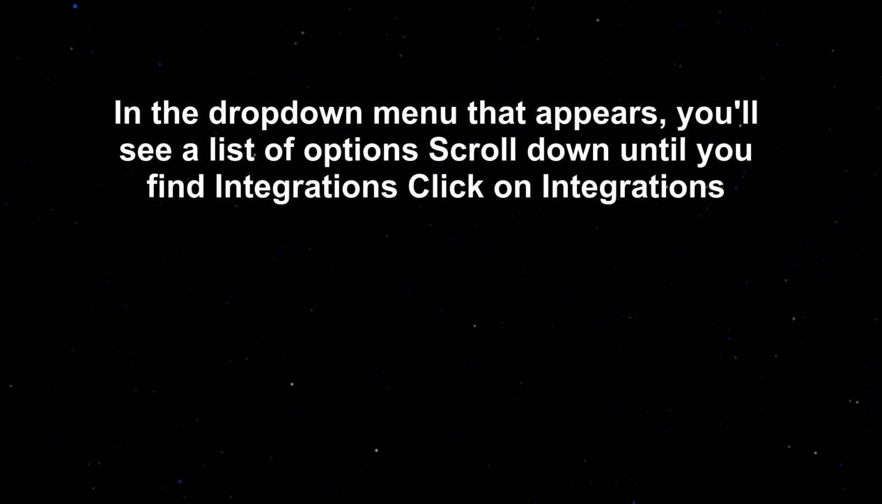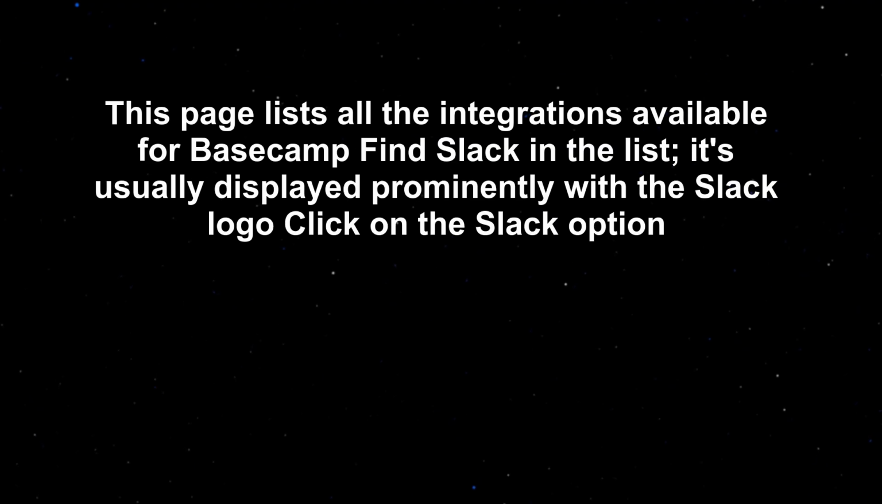Scroll down until you find Integrations. Click on Integrations. This page lists all the integrations available for Basecamp. Find Slack in the list. It's usually displayed prominently with the Slack logo. Click on the Slack option.